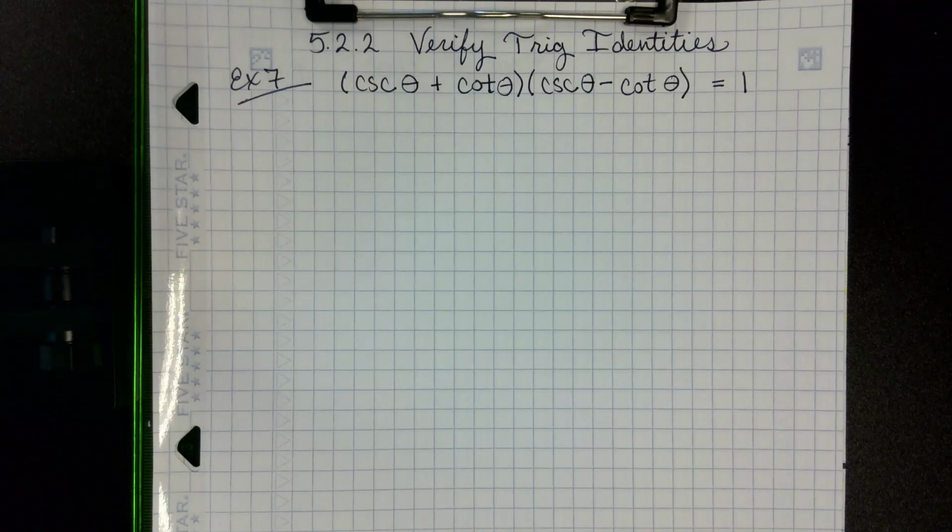So we're doing Chapter 5, Section 2, Day 2. We're going to verify trig identities, starting with example 7, a continuation of the last one, as of yesterday.